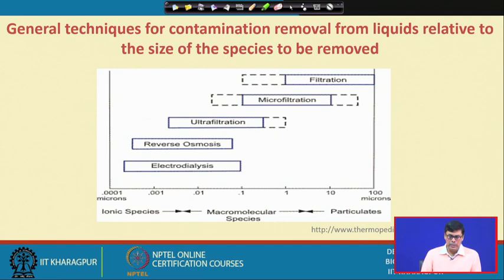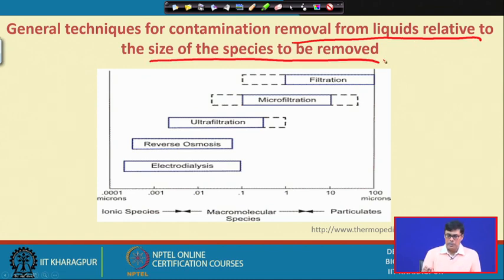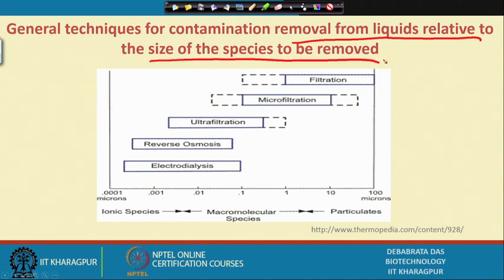Now, the general technique for removing contaminants from a liquid depends on the size of the species to be removed. On the basis of size we can name the different techniques. This is the size of the particle in microns, ranging from 0.001 to 100 microns. If it is very small, we have electrodialysis, then slightly larger, reverse osmosis, then ultrafiltration, microfiltration and filtration. For filtration we go for the higher size particles.